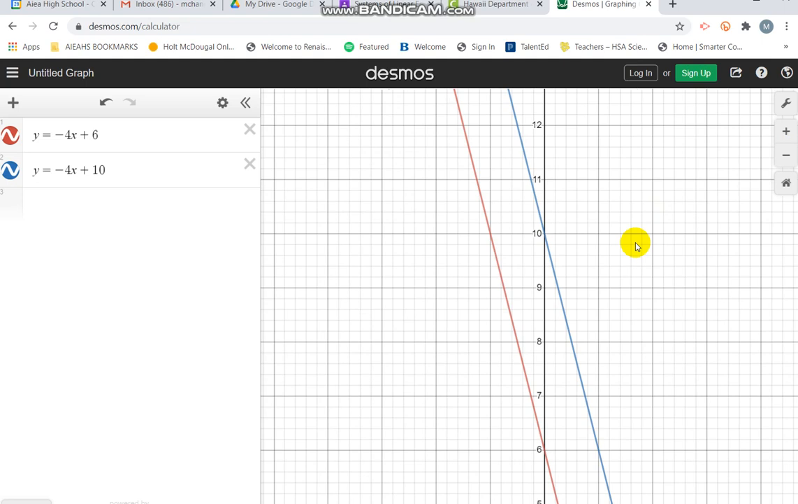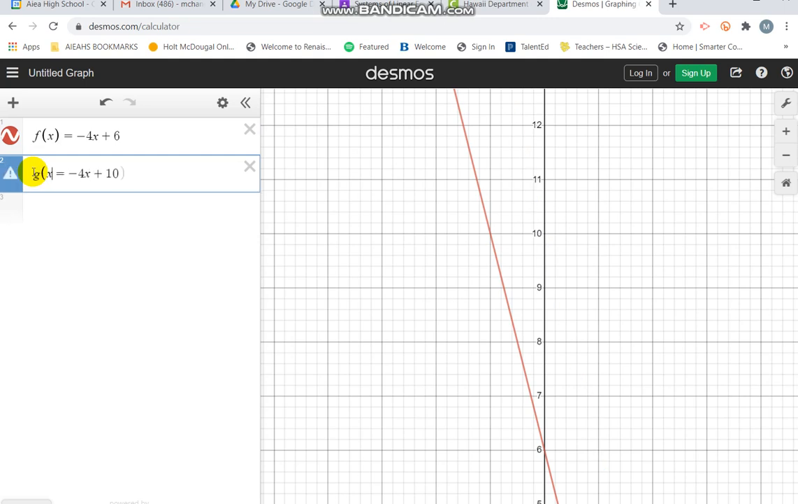Now, let's play around with this a little bit more. Let's say I call this red function f of x. So y is the same thing as f of x. And let's say we call our second function by a different name. Let's call it g of x. So y is also the same as g of x. As you see, the problem isn't changed. We can still graph it this way, but we're just using different notation.